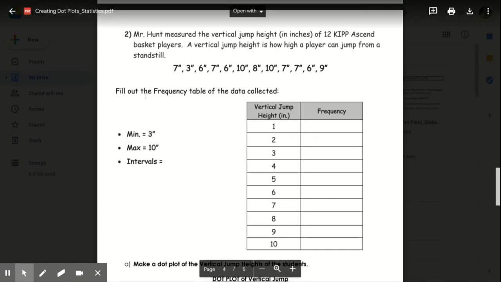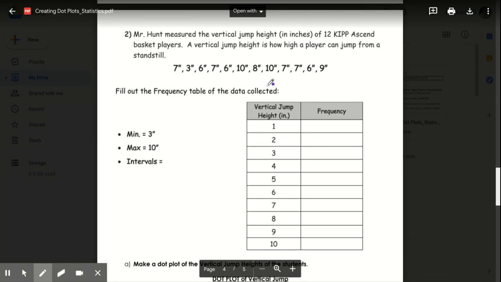So now I believe our students will jump higher than I measured in inches here, but I'm just going to pretend that some of them jumped 7 inches, 3 inches, 6 inches, 7 inches here, 6, 10, 8, 10, 7, 7, 6, 9. So I looked at 12 students, and these are all the values when they jump. 1 jumped 7 inches, 1 jumped 3 inches, 1 jumped 6 inches, 1 jumped 7 inches.